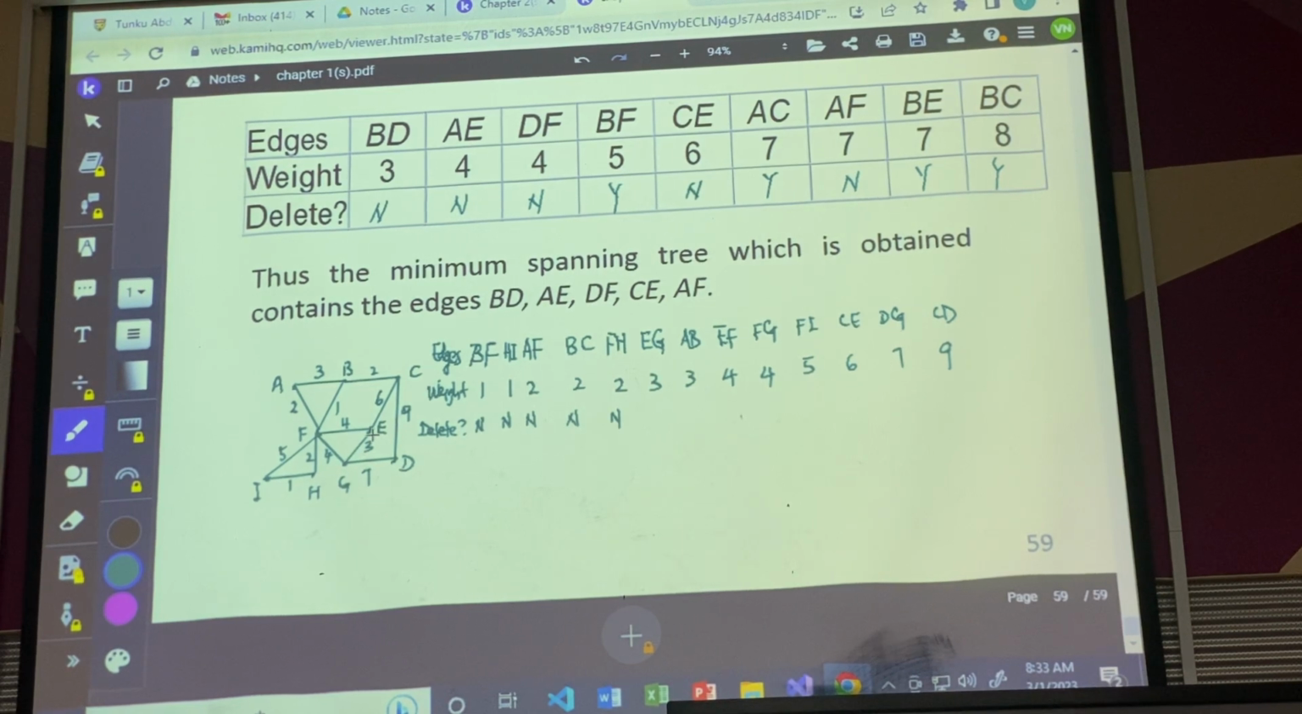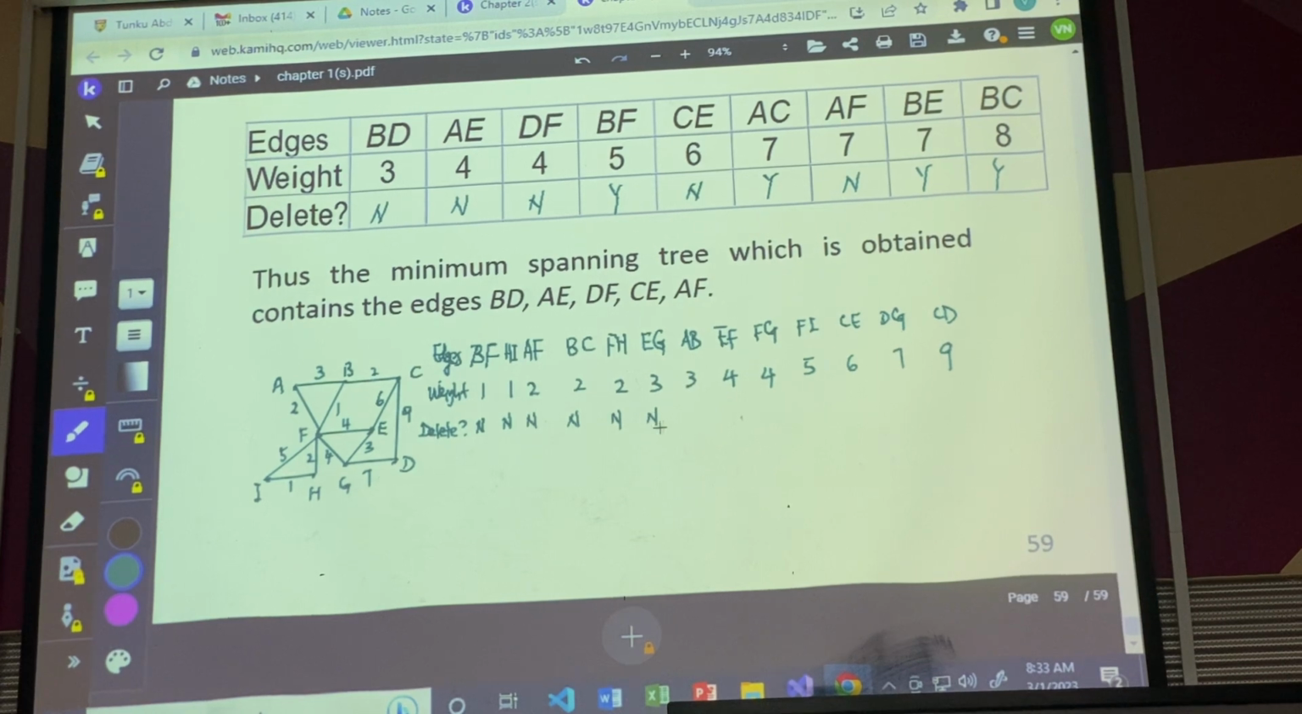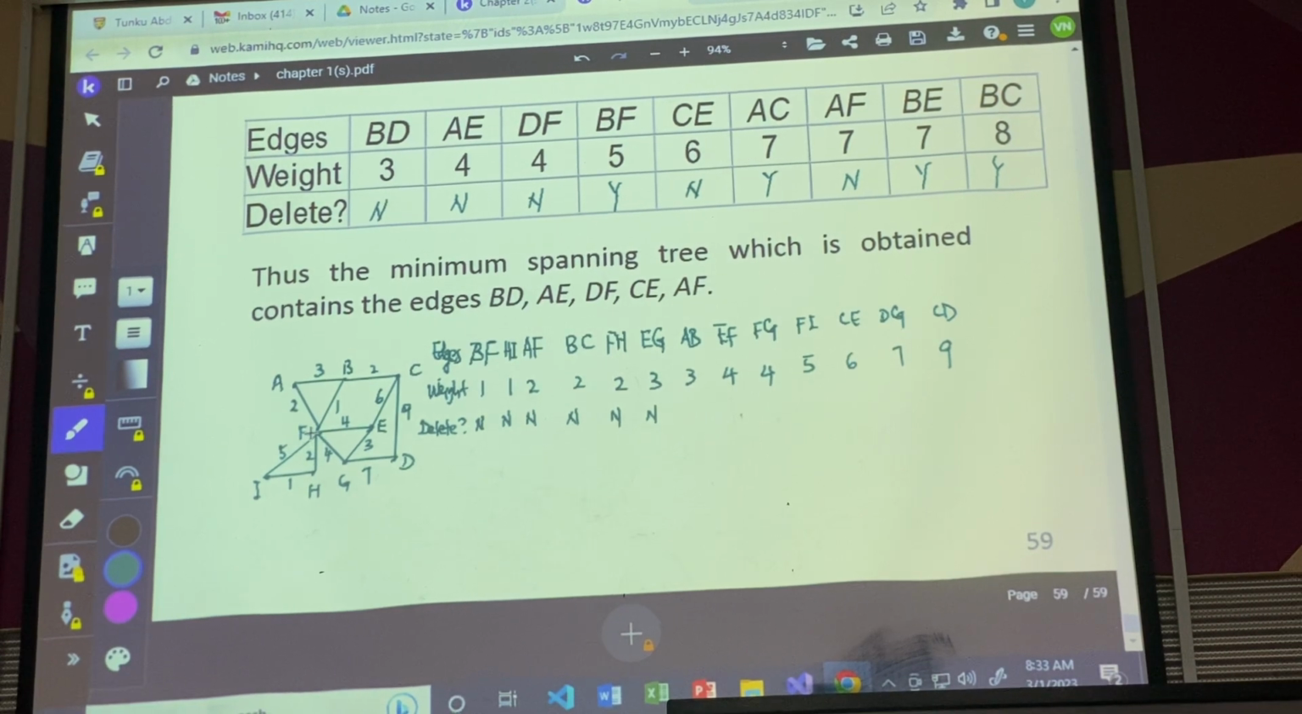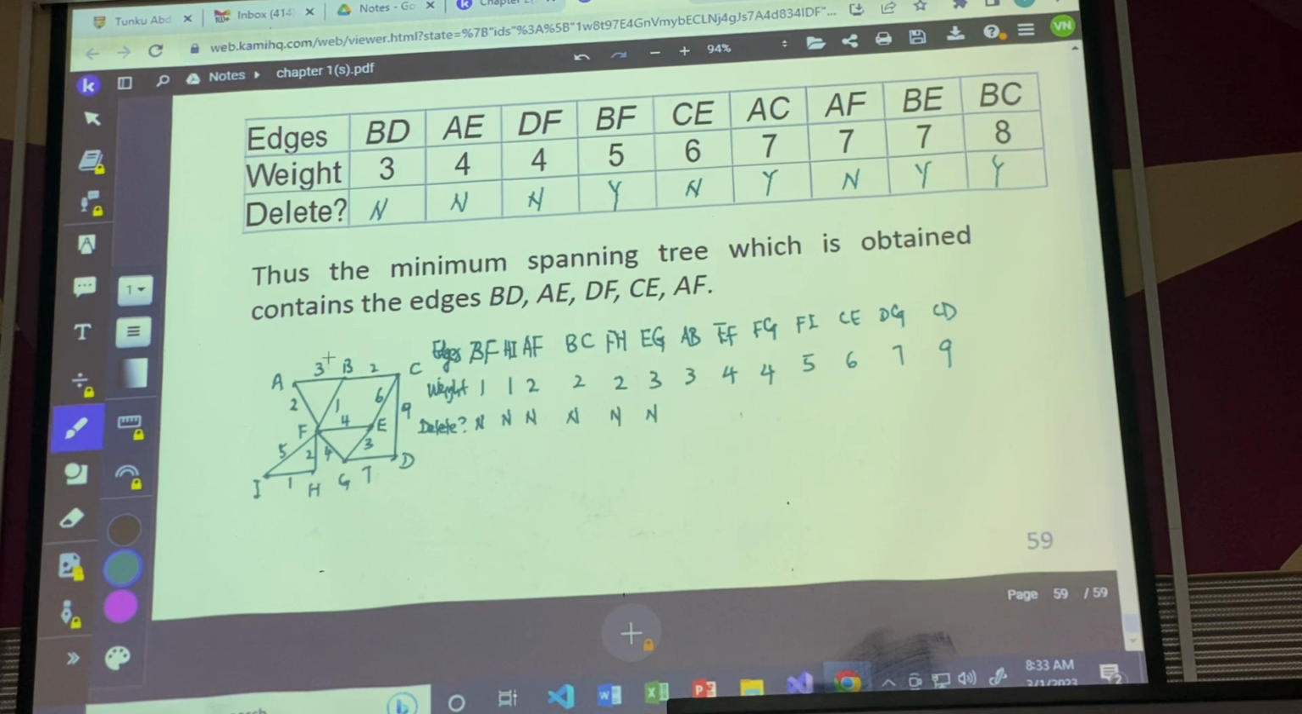Is there any cycle for EG? No also. So we won't delete also. AB. Yes, because we already have BF and AF, right? So AB will form a cycle here. So you need to delete the AB.